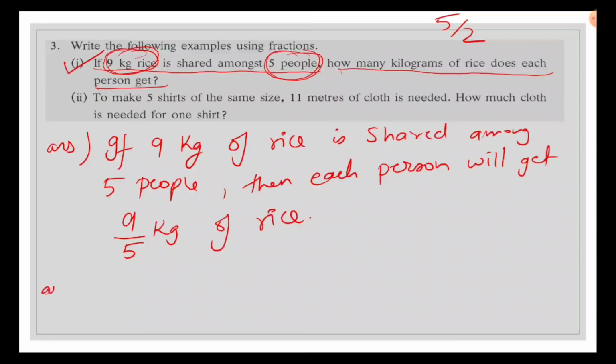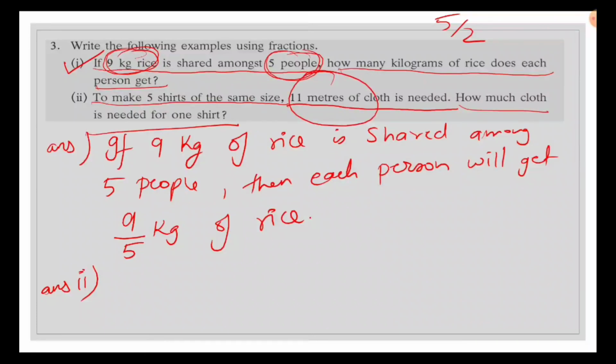Now let's see the second question. Second question: to make 5 shirts of the same size, we have been given some cloth and we have to make shirts of the same size. In 11 meter of cloth is needed. How much cloth is needed for one shirt? Okay, so this is very easy. We will divide the total by 5, then the answer will come. But how we will be writing?